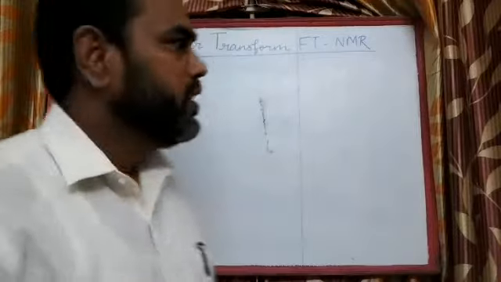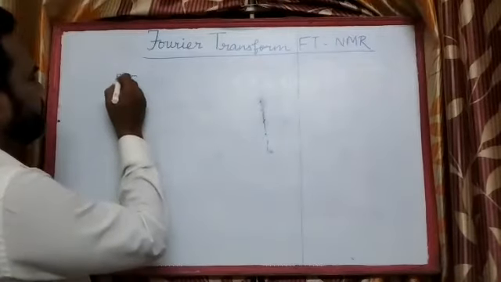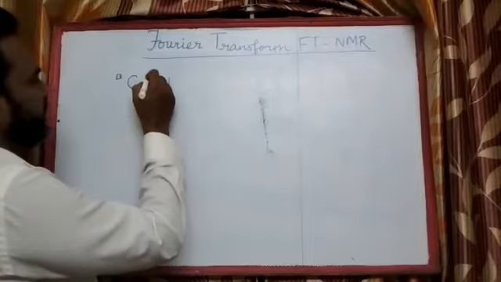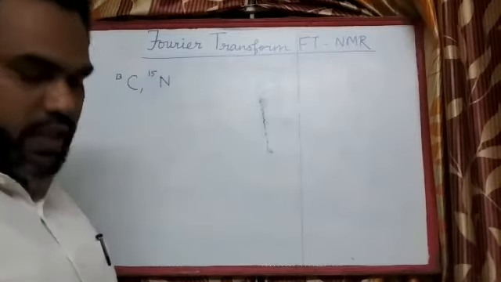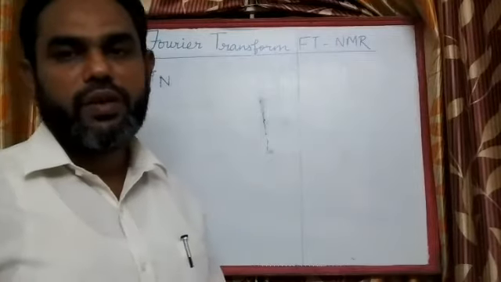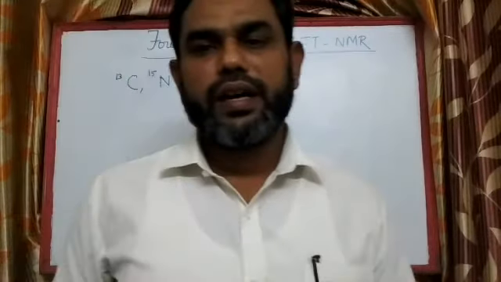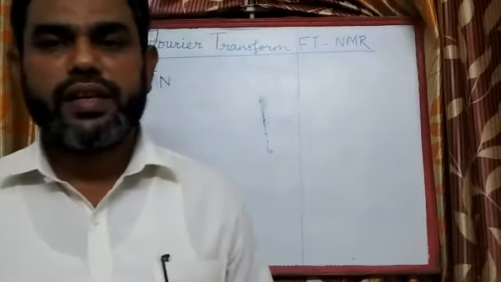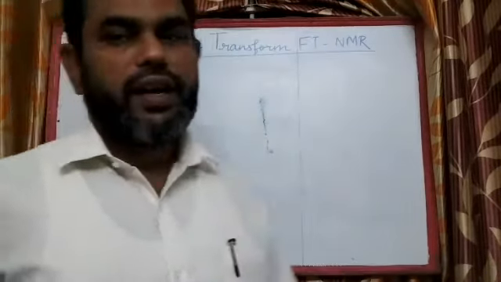Say for example C13 and N15. So these nuclei, carbon 13, whose natural abundance is 1.1 percent. FT NMR in this case will help you to get a better or a clear spectrum with good intensity. Similarly, N15 is another low abundance nucleus with 0.34 percent.